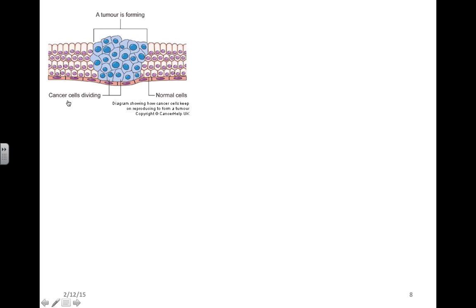So cancer cells will divide, and so you can see that happening here. They divide, and then you get this tumor forming, and then, of course, normal cells on either side. And so these cells will keep on producing, and then the tumor will get bigger and bigger, and so it will eventually start to affect the cells that are around it, of course, and keep them from functioning properly.